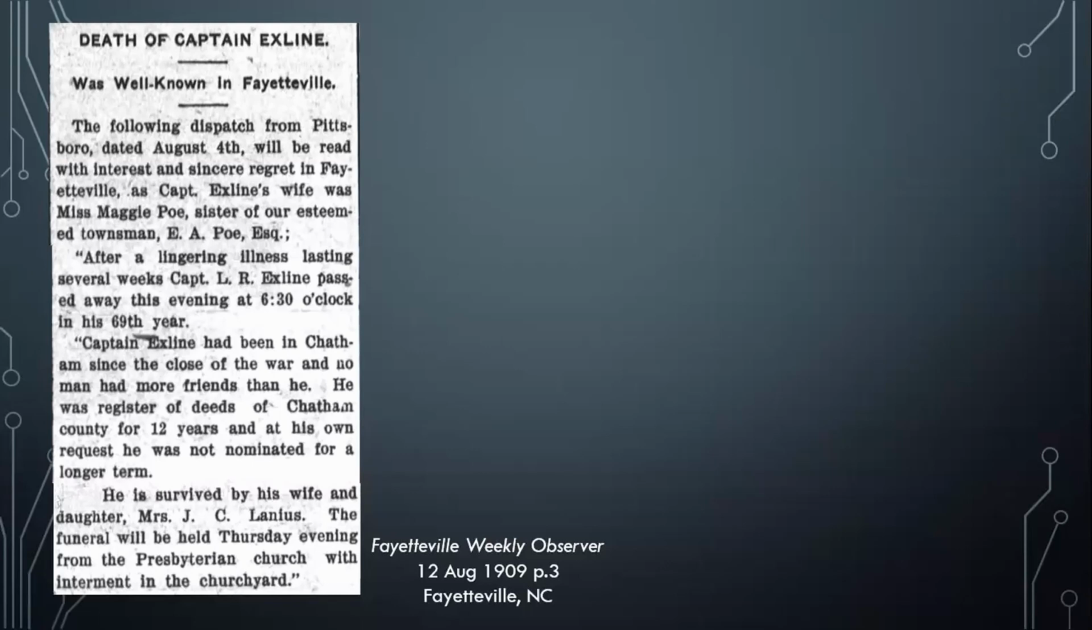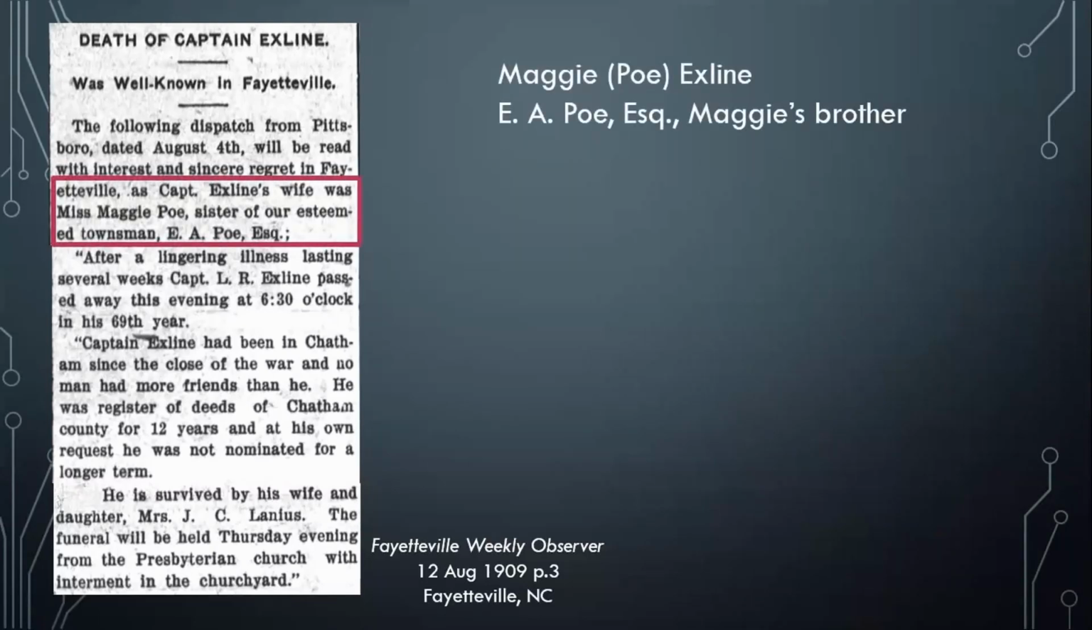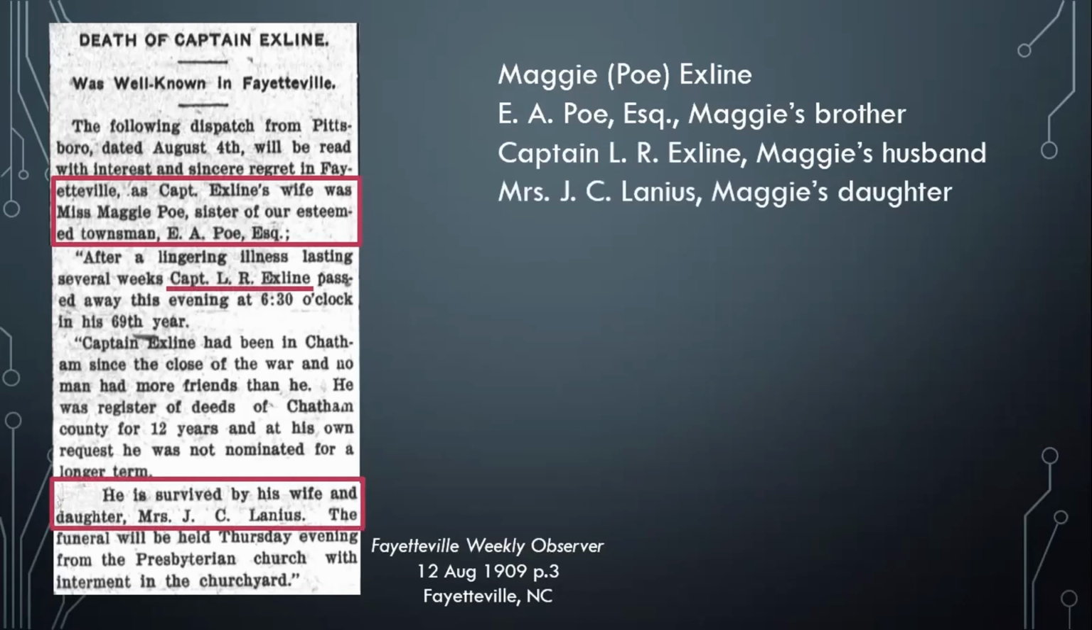So from here, we find things like his wife's maiden name, her brother. We get Maggie's husband's information, Captain X-Line, who died. Their daughter is Mrs. J.C. Lanius. So even in this article, Mrs. Maddie Lanius, the daughter of Captain L.R. X-Line, her actual given name is not put into the obituary. It's her husband's name.